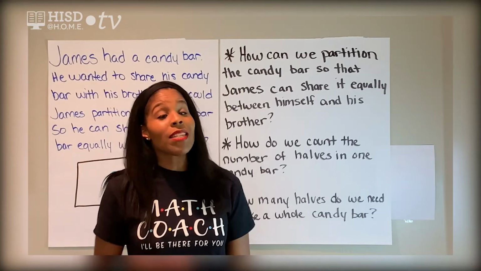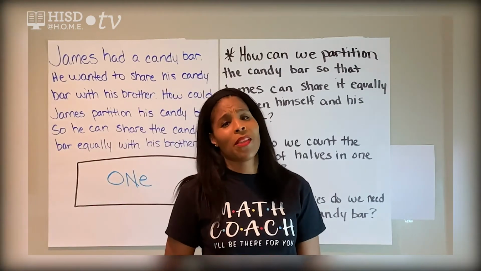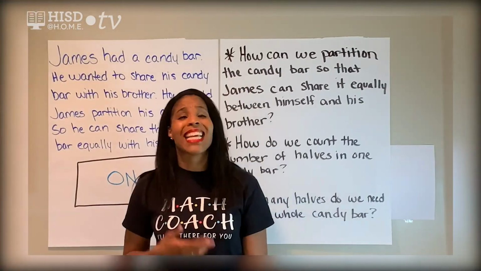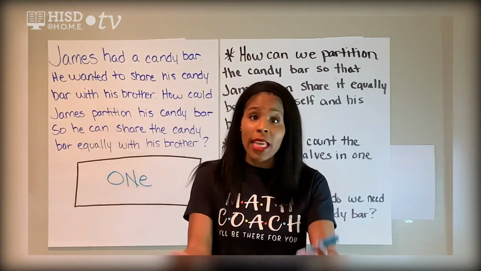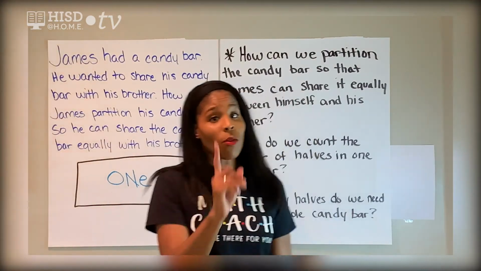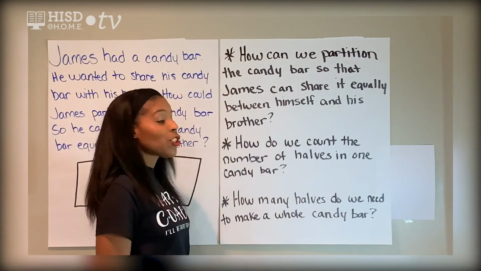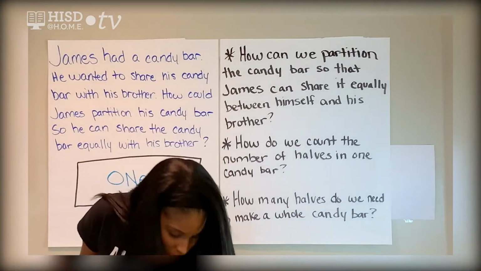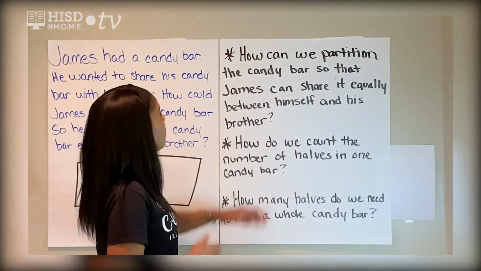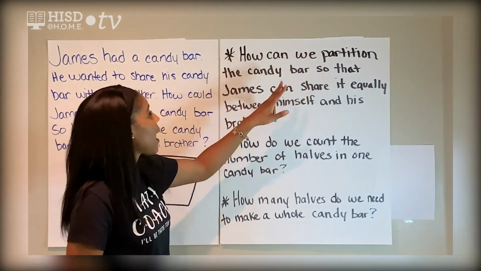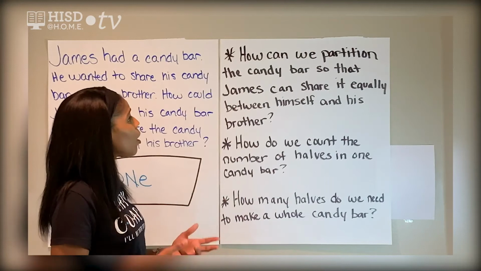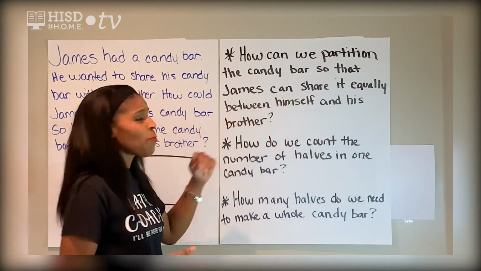So James has a whole candy bar. And he also wants to be so friendly, and he wants to share it with his brother, but he wants to make sure his brother gets an equal amount, and he wants to make sure he gets an equal amount as well. So now we're saying, how is that going to happen? We're going to use these 3 questions to help guide our thinking. So let's read those 3 questions. How can we partition the candy bar so that James can share it equally between himself and his brother?